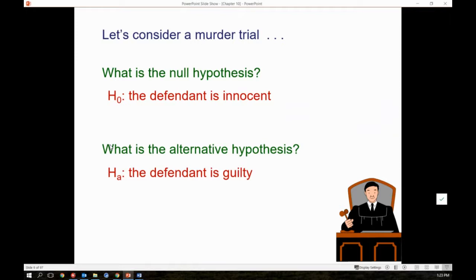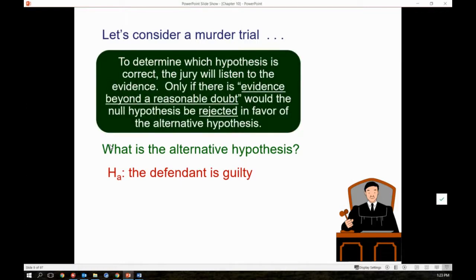What do you have to have in a trial before you can say they're guilty? You have to have concrete evidence. That's right. Same thing with statistics. We've got to have concrete evidence before we can reject the null. So to determine which hypothesis is correct, the jury listens to the evidence, and only if there's evidence beyond a reasonable doubt would the null be rejected in favor of the alternative.